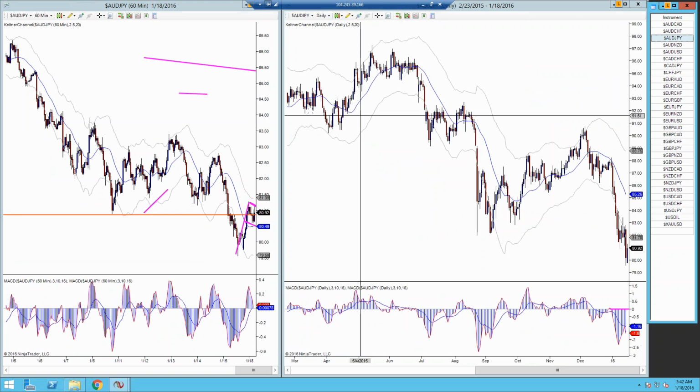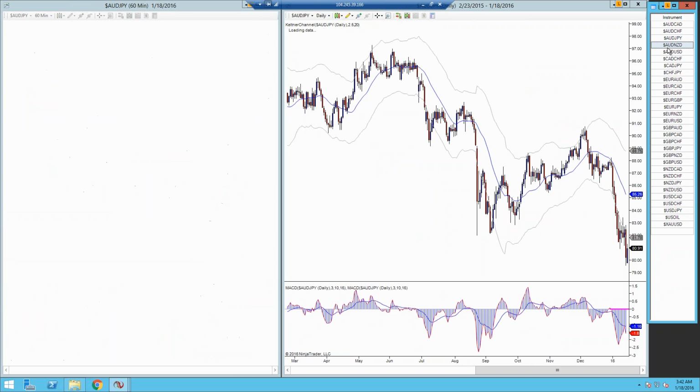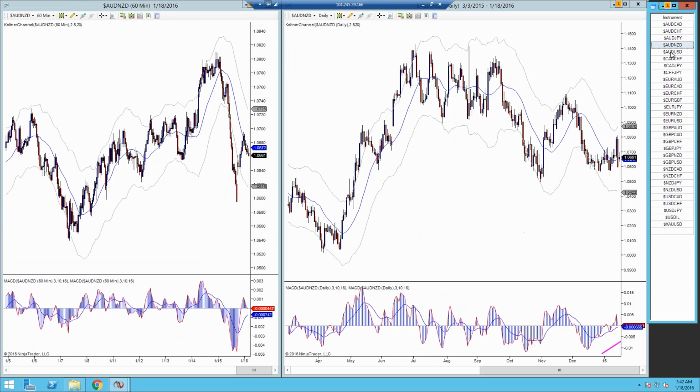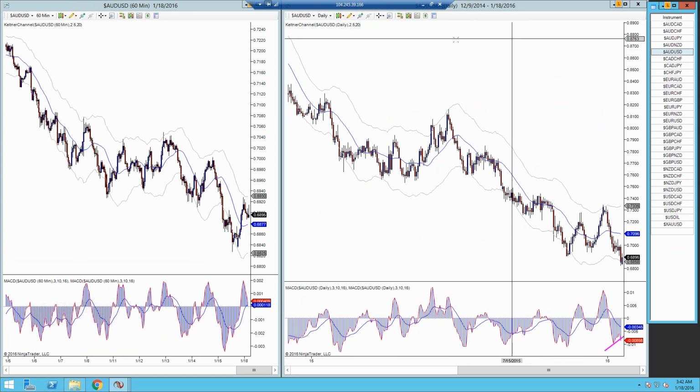So right here, same thing with the AUD-JPY. The AUD, excuse me for yawning, it's the middle of the night for me and all of us. 3 o'clock in the morning, we got nothing better to do, right?